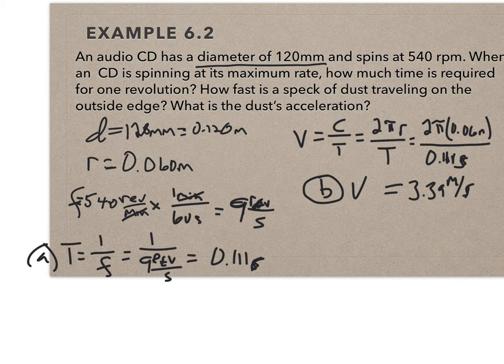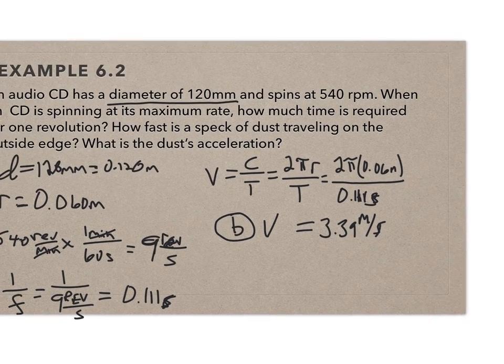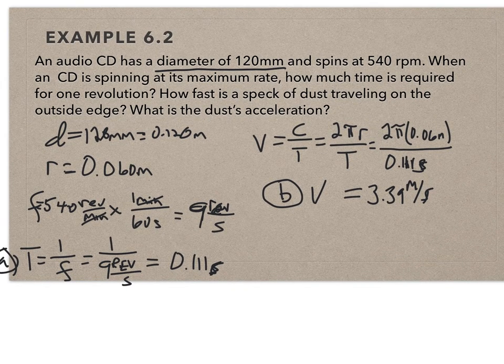Okay? So I found the period, and I used that to understand what the speed is, because this is the distance traveled divided by the time. Again, this is at a constant rate. It's not changing its rate, so we can use that. Eventually, we'll get into things that change and accelerate.